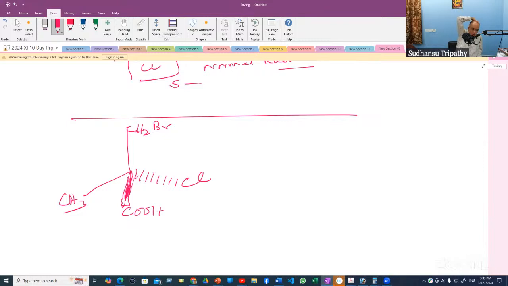Then we'll go to 2 chiral centers, then 3 chiral centers with pseudo chirality, and then more than 3 with symmetrical structure and unsymmetrical structure.